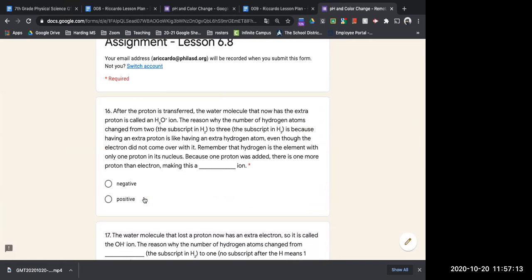After the proton is transferred, the water molecule that now has the extra proton is called the H3O plus ion. The reason why the number of hydrogen atoms changed from 2, the subscript in H2, to 3, the subscript in H3, is because having an extra proton is like having an extra hydrogen atom, even though the electron did not come over with it. Remember that hydrogen is the element with only one proton in its nucleus. Because one proton was added, there is one more proton than electron, making this a positive ion.